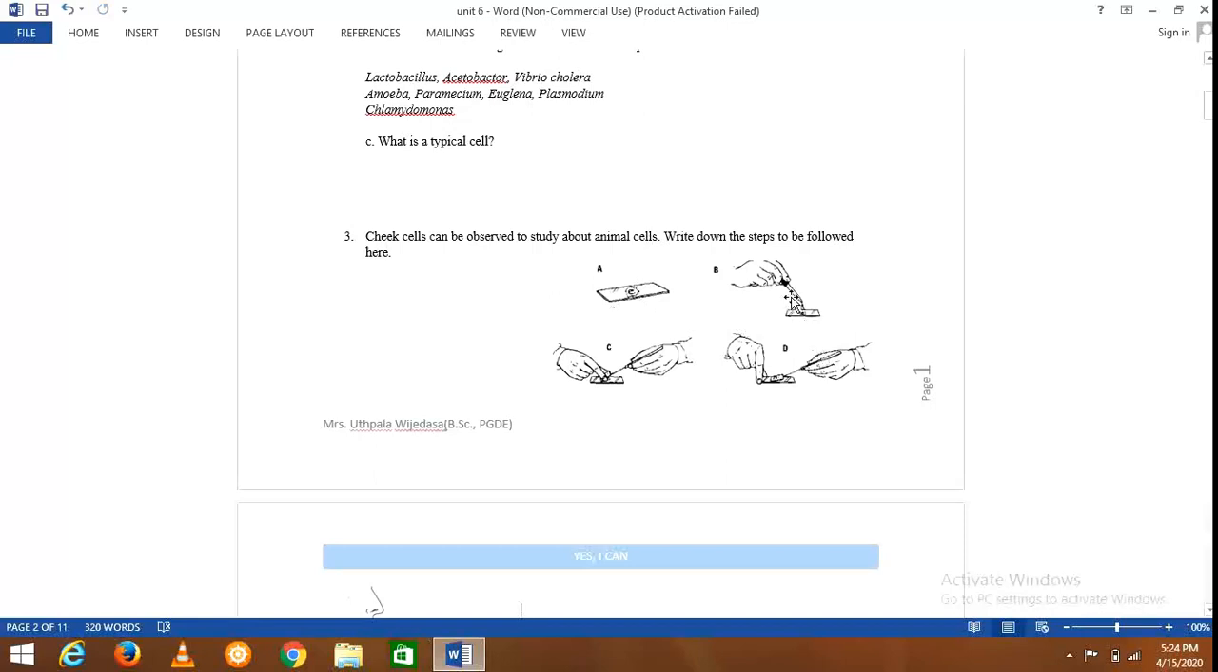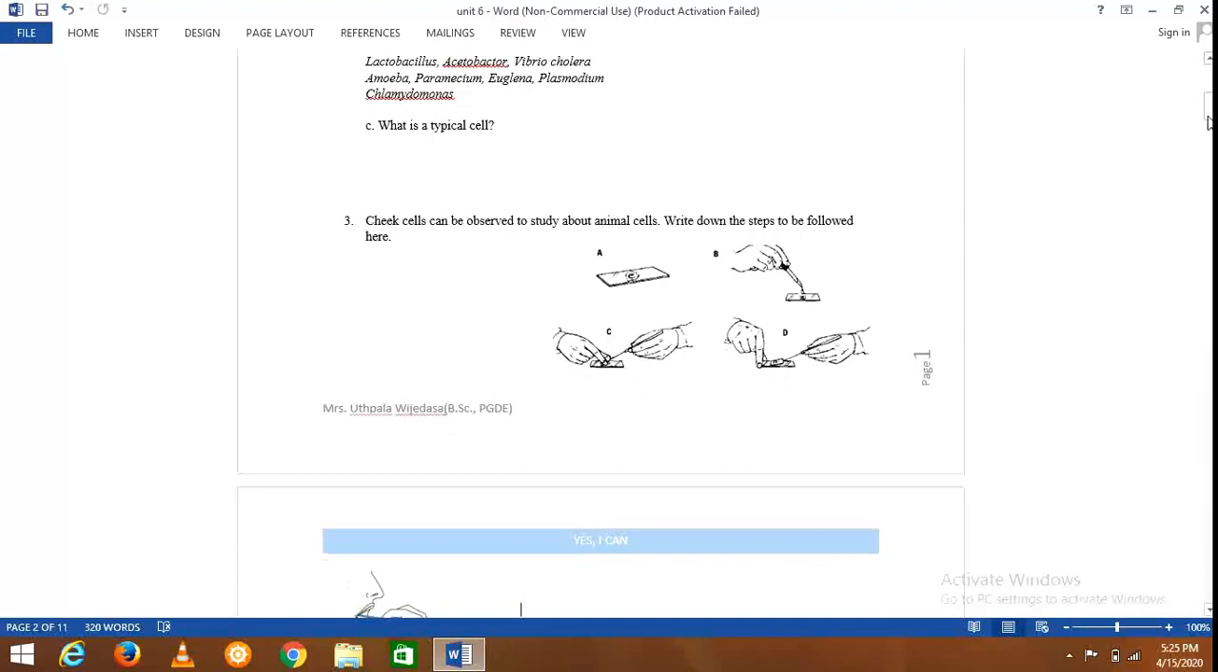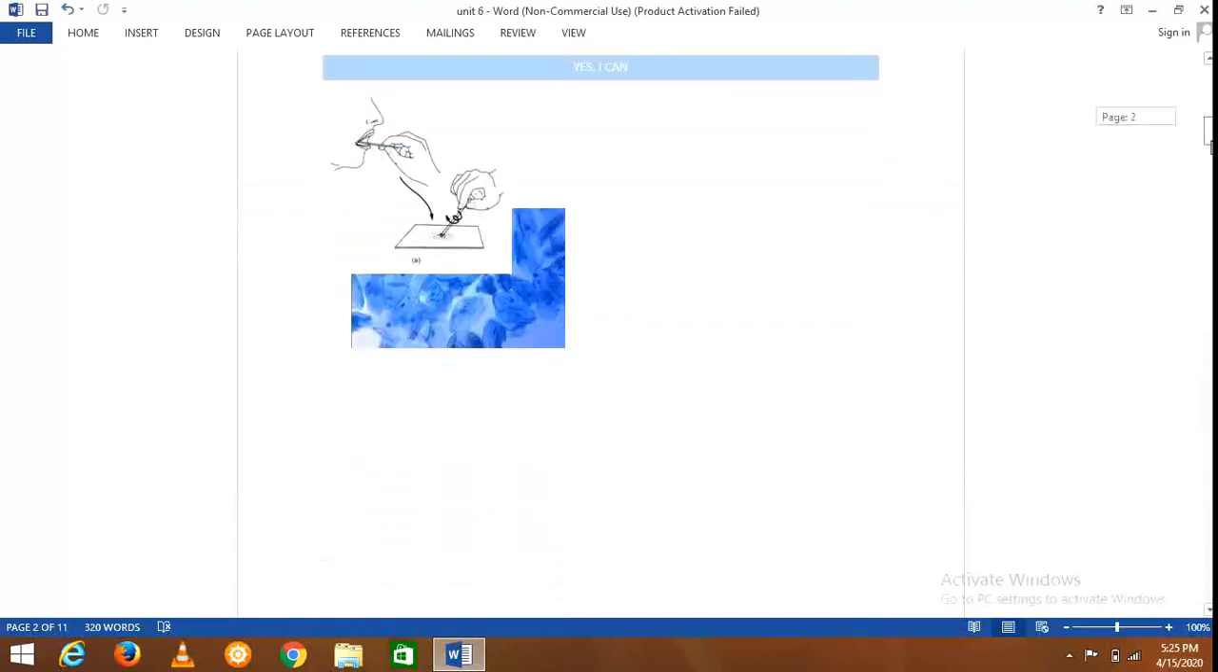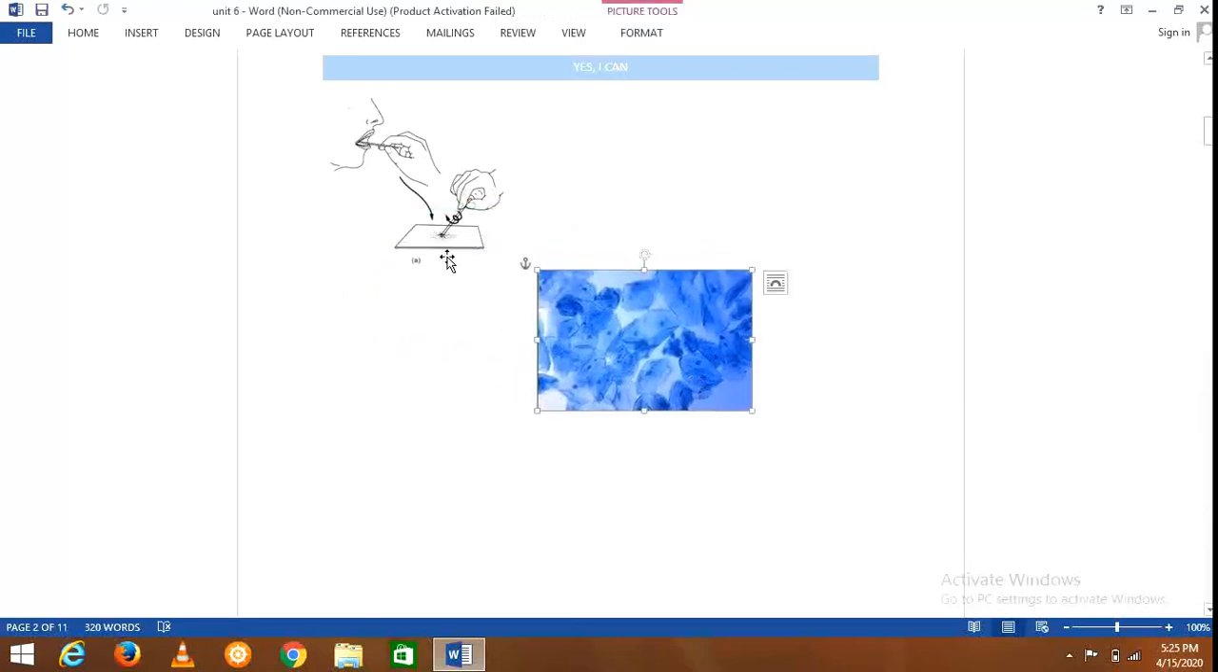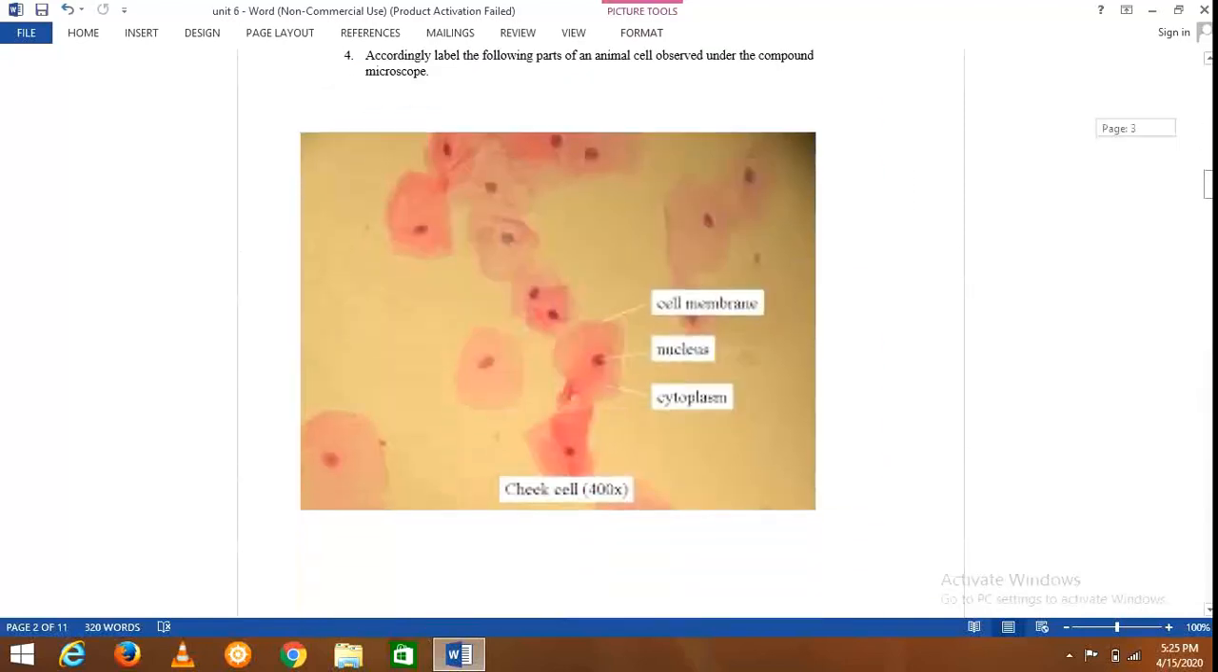So here you are shown the steps. Adding water or glycerine is shown here, and the stain is also added in the same manner. And when you are covering it with a cover slip, you can make use of a needle like this. Then here you are shown how to obtain the cheek cells and how you keep the sample on the drop of water or glycerine. And this is the appearance of the cheek cells. Then we'll move on to the next question.